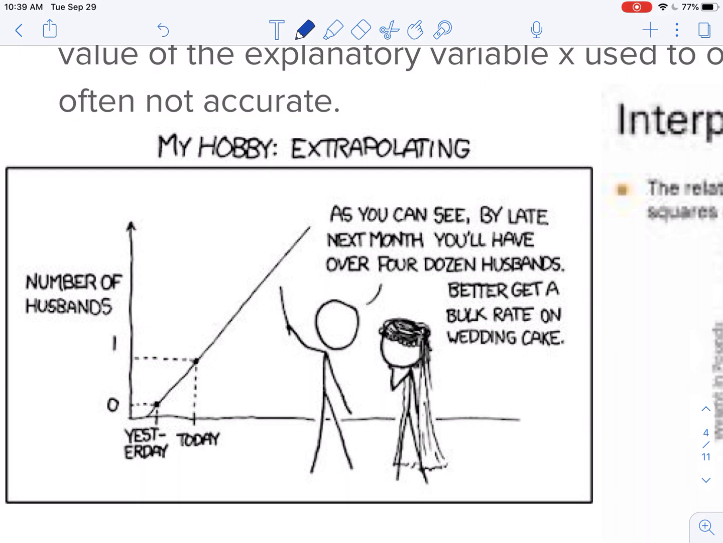So he's made this regression line of the number of husbands this woman has yesterday versus today. And if we extrapolate that data, we can see that she'll have 4 dozen husbands halfway into the next month. And so that makes sense if we're using the extrapolation, but honestly, in real life, it doesn't make sense.